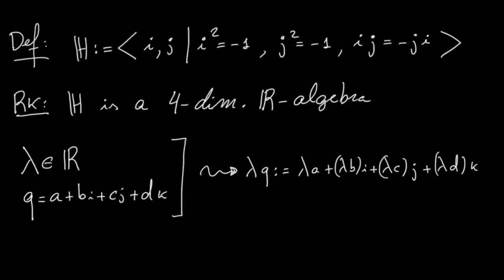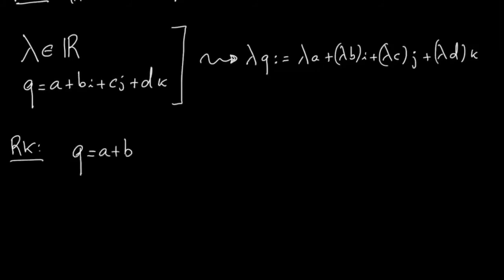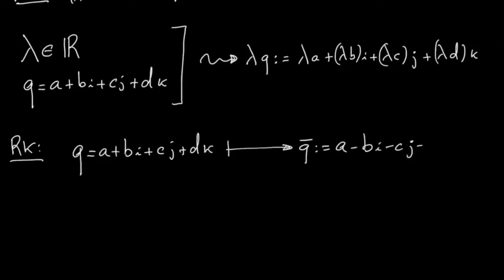And another important feature of the quaternions is that there is a conjugation. So that's another remark about the quaternions. Whenever we have a quaternion, we can assign to it its conjugate, which by definition is the following one, where there's -b here, -c here, and -d here. So this one is called the conjugate.